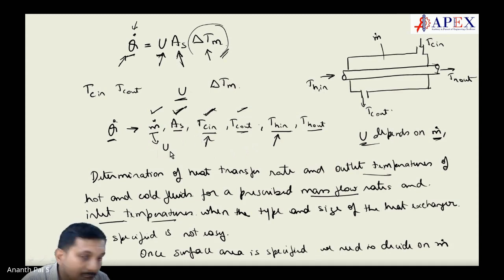Make sense? Now to account for this overall heat transfer coefficient, what do you do? You have to increase the size or decrease the size. So when you do that, this iterative procedure has to be done again and again. That is the main problem of LMTD. Make sense? So let us see.